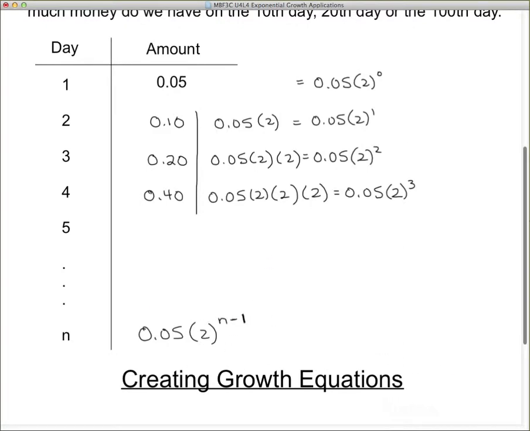So here's our equation. And I'm just going to point to a few things on here. The first thing is that this was our starting amount. And this 2, this is our doubling factor, how much we're increasing our money by. And then this n minus 1 is how long it's been doubling. How many doubles?